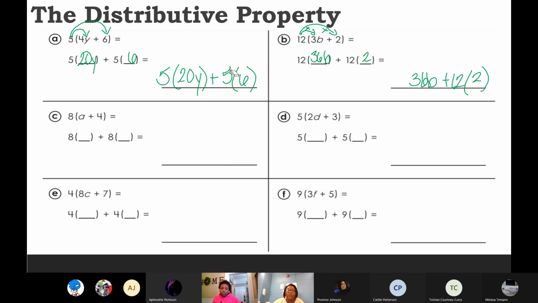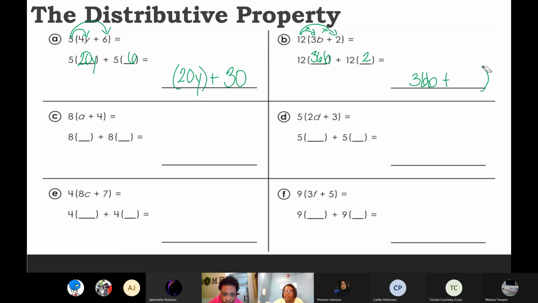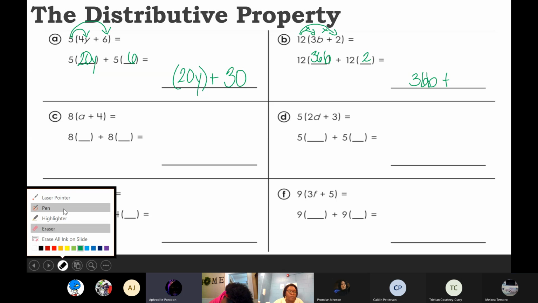So let's solve these two. What is 5 times 6? 30. So reframing this would be 20y plus 30. This would be 36b plus, what's 12 times 2? 24.